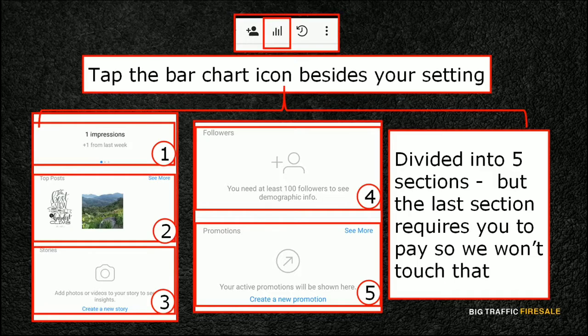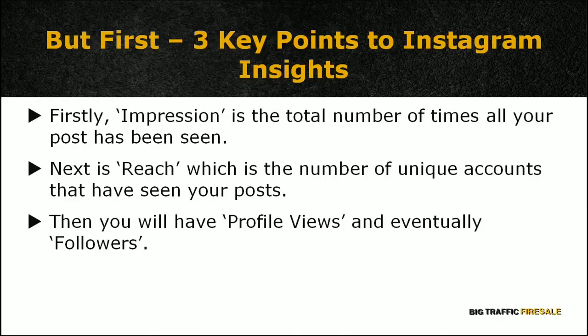This page is divided into 5 sections. However, the last section requires you to pay to promote, thus, we will not touch upon that. Before going through these sections, there are 3 key points to Insights. First, impressions are the total number of times all your posts have been seen. Next is reach, which is the number of unique accounts that have seen your posts. Then you will have profile views and eventually followers.